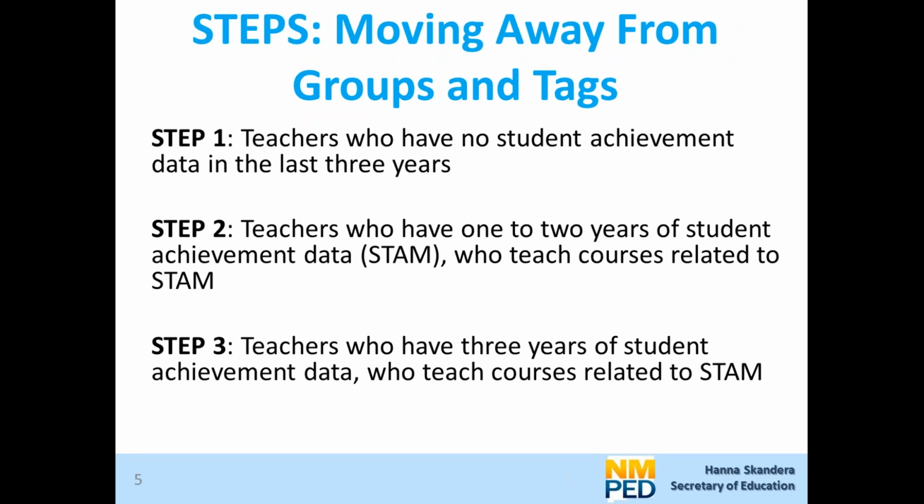Let's reiterate that a little bit. Step one are teachers who have no student achievement data in the last 3 years. Step two are teachers who have 1 to 2 years of student achievement data. And step three are those teachers who have 3 years of student achievement data. And as it says here, they also teach courses related to that STAM.